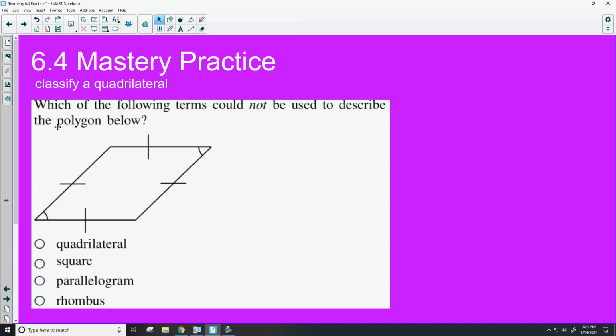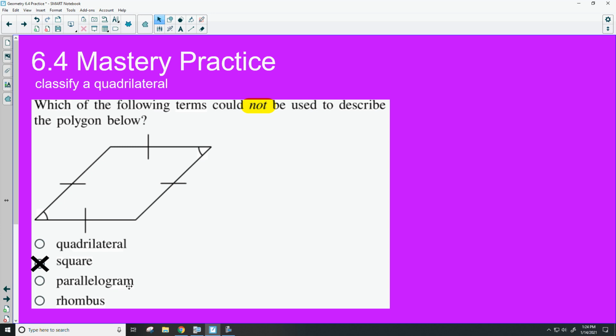Alright, next question. Which of the following terms could not be used to describe the polygon below? So, cannot be used to describe the polygon below. Is it a quadrilateral? Yes, it has 4 sides. Is it a square? It has 4 equal sides, but it does not have a 90-degree angle. So I could not call this a square.